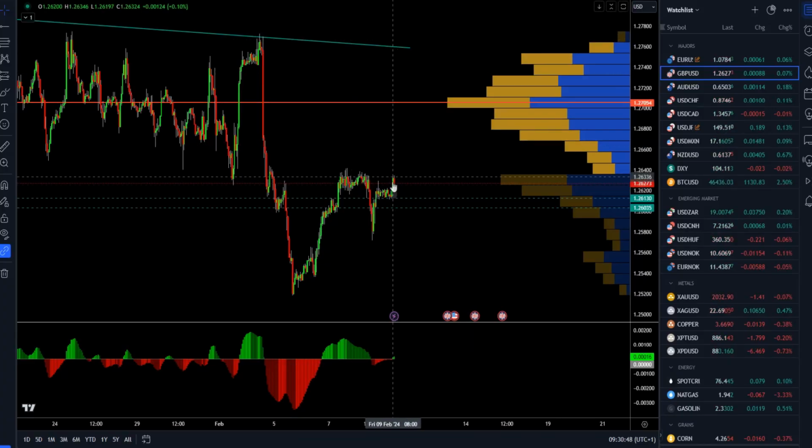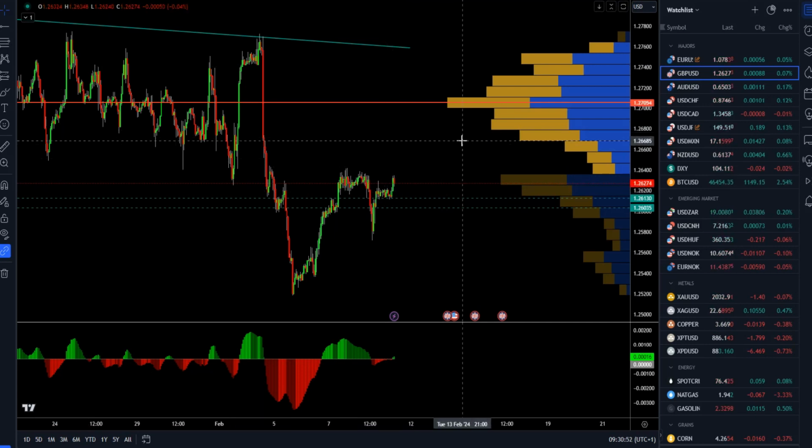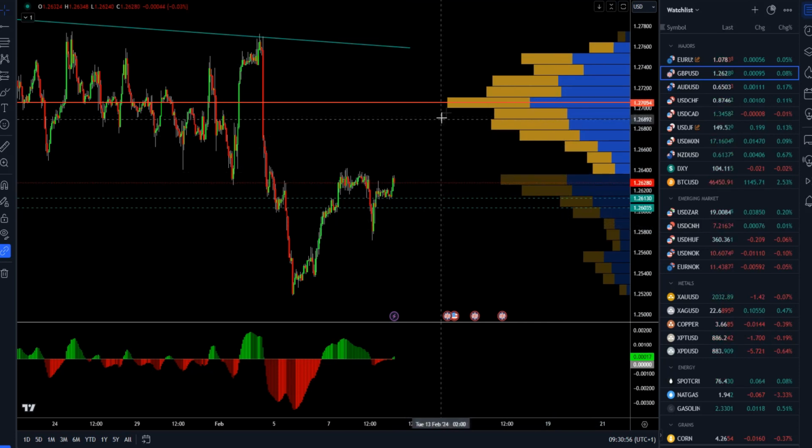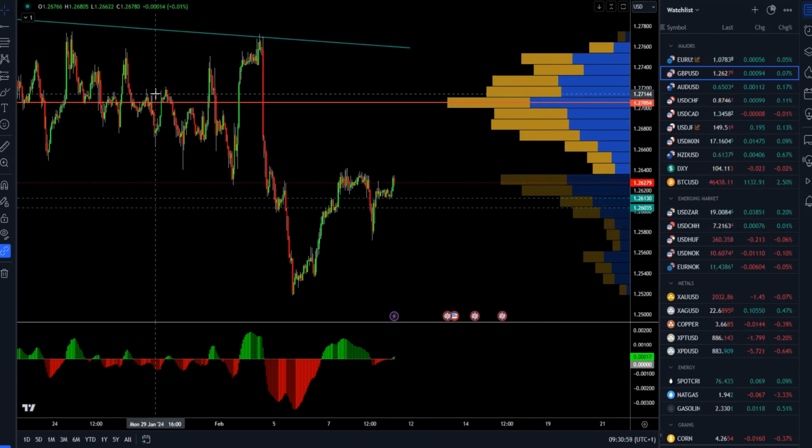So what we can see here is the hourly time frame. And I added a volume profile chart on the right, so we can see where we have lots of trading activity and around which zones.